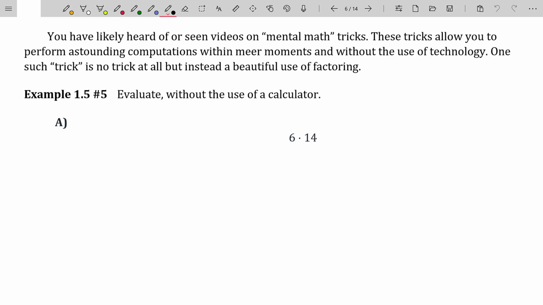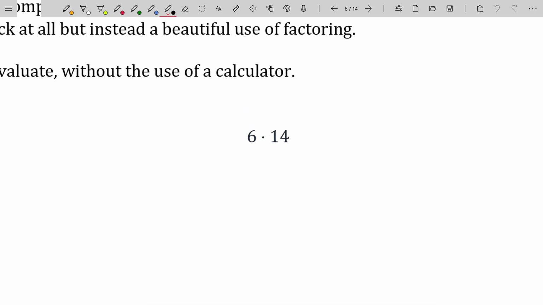So let's evaluate this without the use of a calculator. Obviously, you should not need a calculator to multiply 6 against 14. That would be 60 plus an extra 6 times 4 or 24, so that'd be 84. That is not mental gymnastics. You should be able to do that. By the way, if you're wondering how I did that, I think most people don't wonder. I think most people understand. But if you're wondering, if you're like, wait, what did he just say?